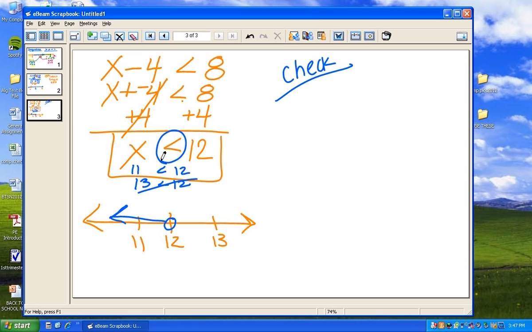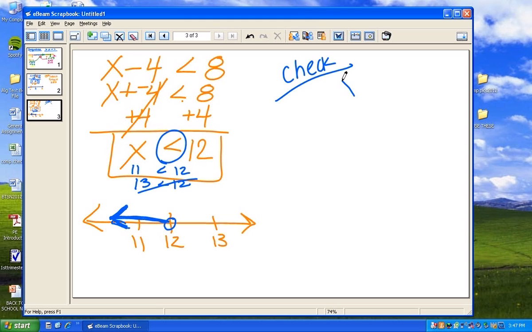So I'm going to choose a number that I know x can be. And I'm going to choose a whole number because I don't want to work with fractions. So I'm going to say 11.5 because we know 11.5 is in this shaded region. Actually, I'm just going to say 11. 11 is in this shaded region, and so it is a number that x is equal to.